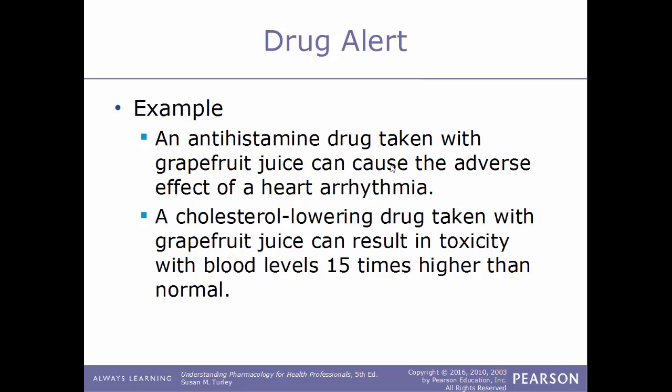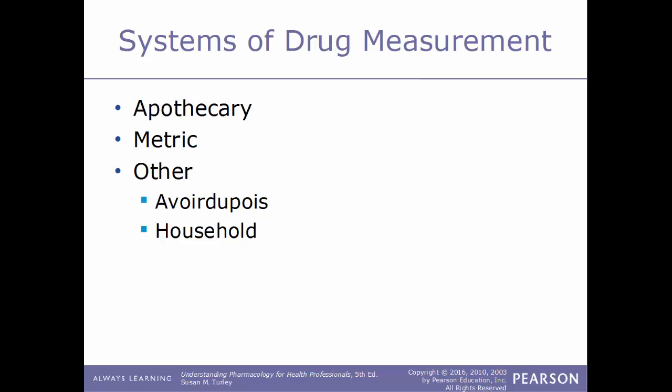For example, an antihistamine drug that's taken with grapefruit juice can cause the adverse effect of heart arrhythmias. A cholesterol-lowering drug taken with grapefruit juice can result in toxicity of blood levels that can be up to 15 times higher than normal. Okay, now we'll move into systems of drug measurement. And here are a few that we will cover here briefly.